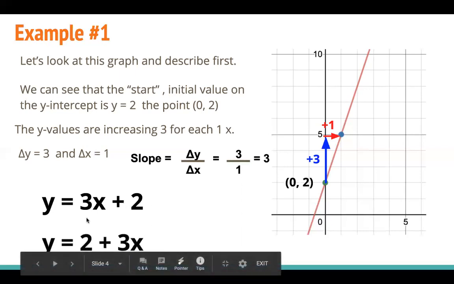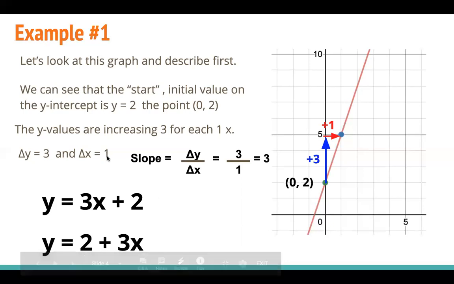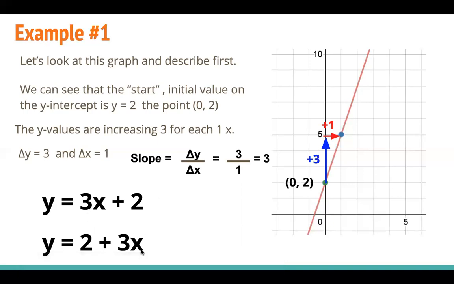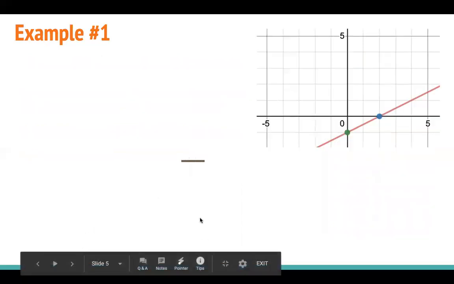Sometimes I like to write it the other direction, so that what I have is really that y starts at 2 and then increases 3 for every x. They are the same equation, but just a different order. Let's look at one more example.